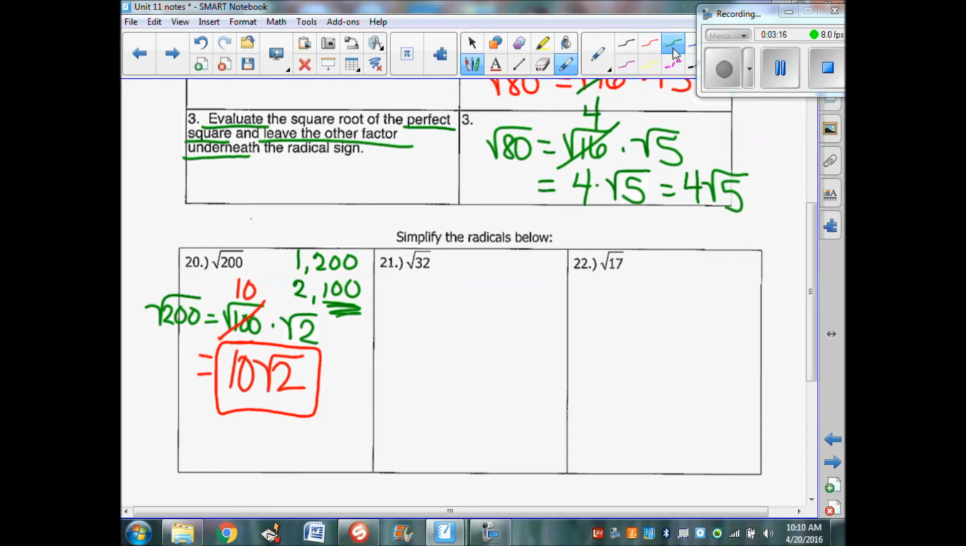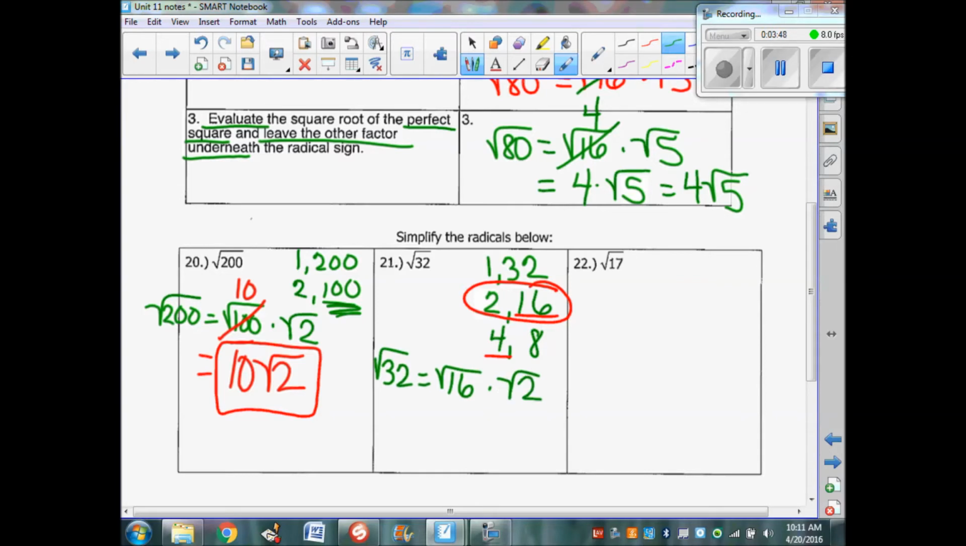Let's do the same thing with 32. I start out with my factors that multiply to 32. 2 and 16. I can also go to 4 times 8, and that ends up being it. And I see I have 2 perfect squares, but 16 is a larger perfect square than 4 is, so I'm going to go with the factors of 2 and 16. So I'm going to say that the square root of 32 is equal to the square root of 16 times the square root of 2. The square root of 16 is 4, so my final answer is going to be 4 square roots of 2.